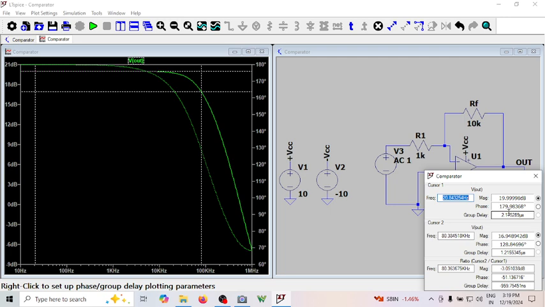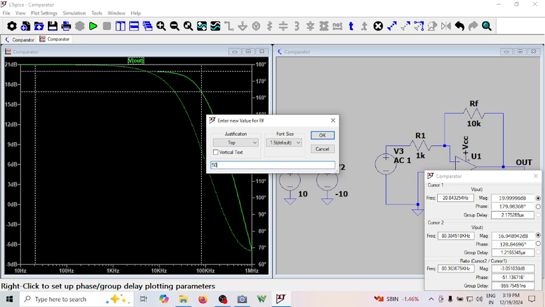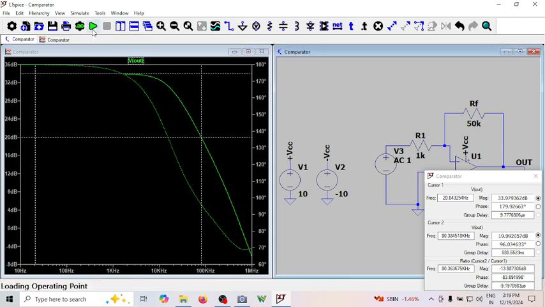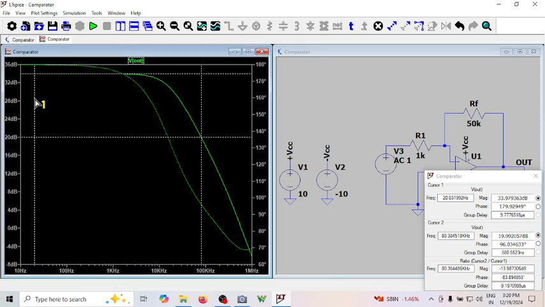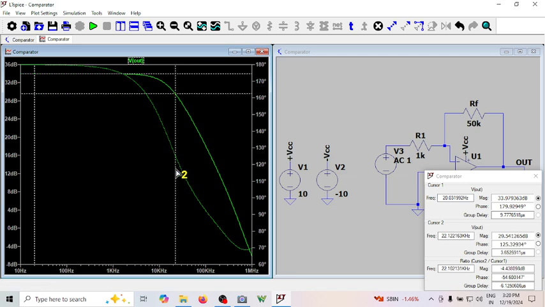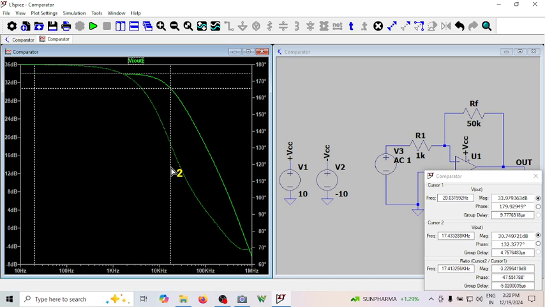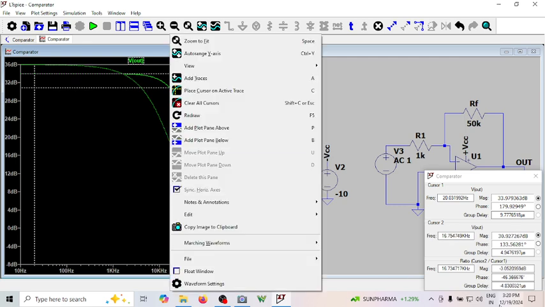Let me now use 1k and 50k. Let me change this to 50k and do the simulation. I've done the simulation. This is my DC gain, the gain at low frequencies. Let me keep the cursor so that it is 3 dB down. I'm almost close to -3 dB. You can see this is the -3 dB point.